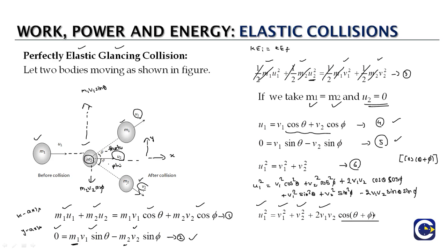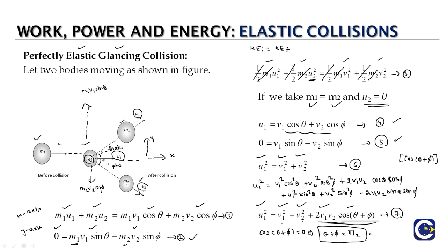Let us call this equation 7. When we compare equation 7 with equation 6, equation 6 says u1 square is equal to v1 square plus v2 square, while equation 7 says u1 square is equal to v1 square plus v2 square plus 2v1 v2 cos of theta plus phi. This means the third term should have a value 0, which means cos of theta plus phi must be 0, so theta plus phi must be equal to pi by 2.